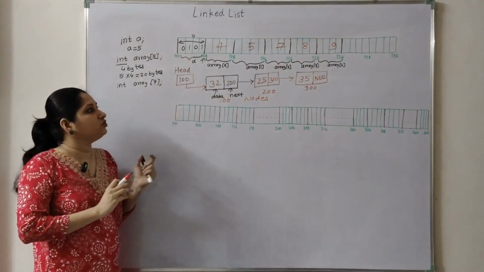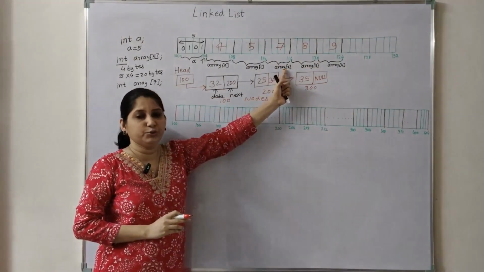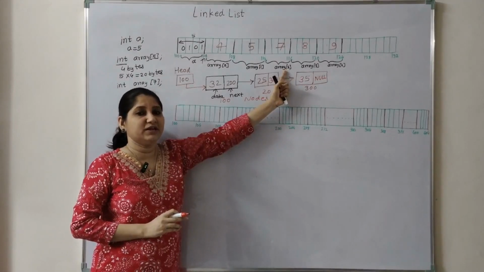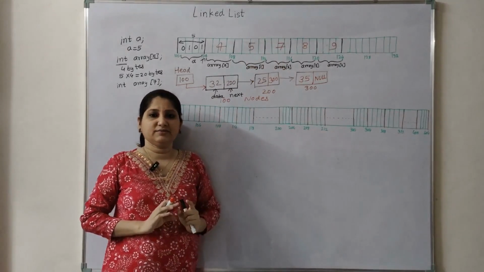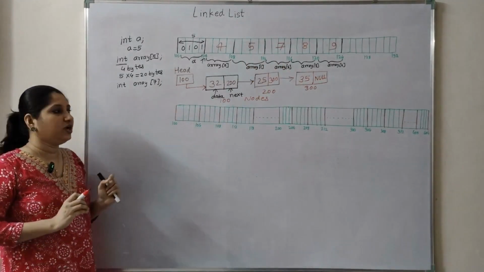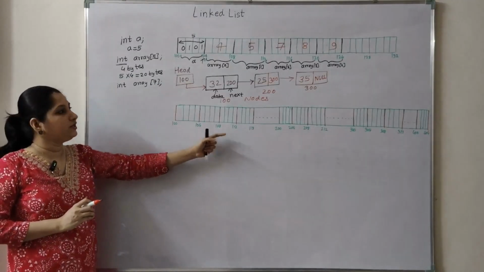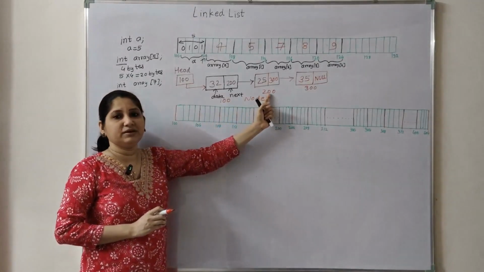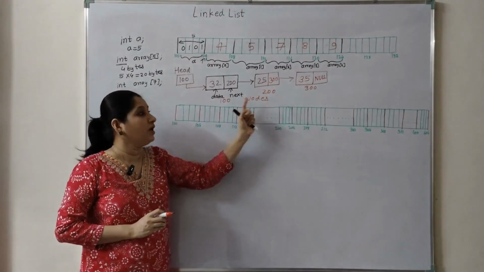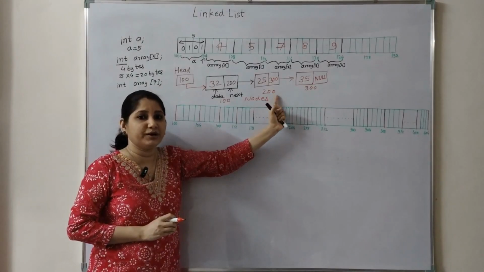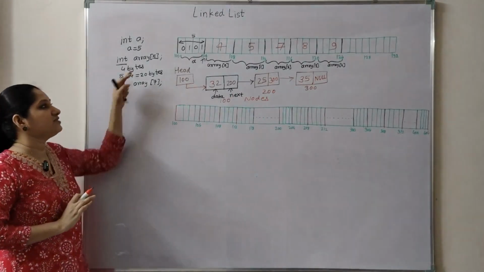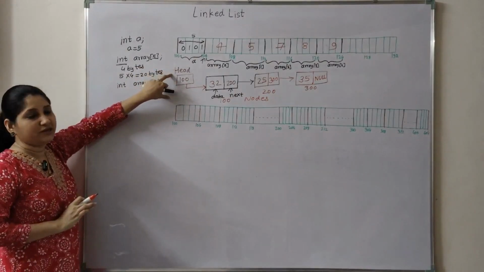If you want to access the element stored at index position 2, you can access it with the help of the index, that is array of 2, and you will get the element 7. But in the case of a linked list, how can you access the element? You can access the element with the help of its memory location, but you cannot directly access the memory location which is stored at 200. First of all, you have to traverse the linked list from this head pointer.